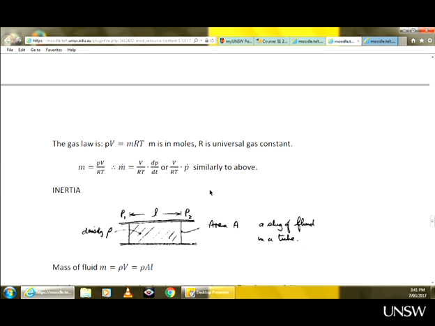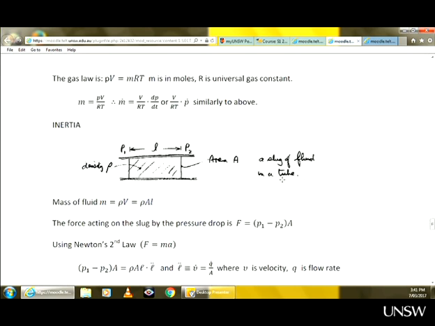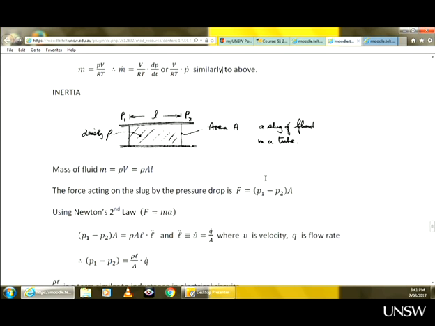Fluidic inertia, if you're ever going to need it. When you have a mass of fluid moving through the pipe, it will have its own inertia. Mass of fluid m equals rho V, and V equals AL: area A of the pipe, times the length L of the mass of fluid we are considering.